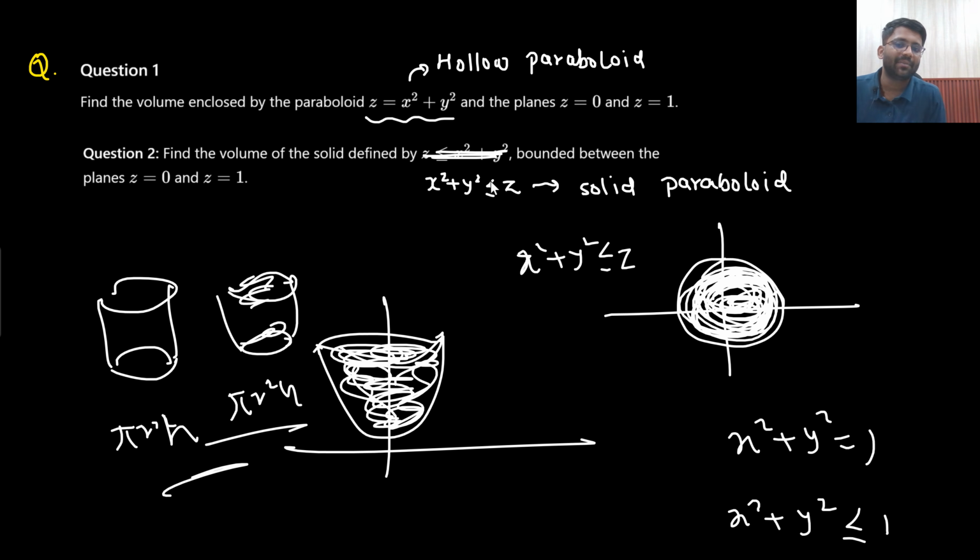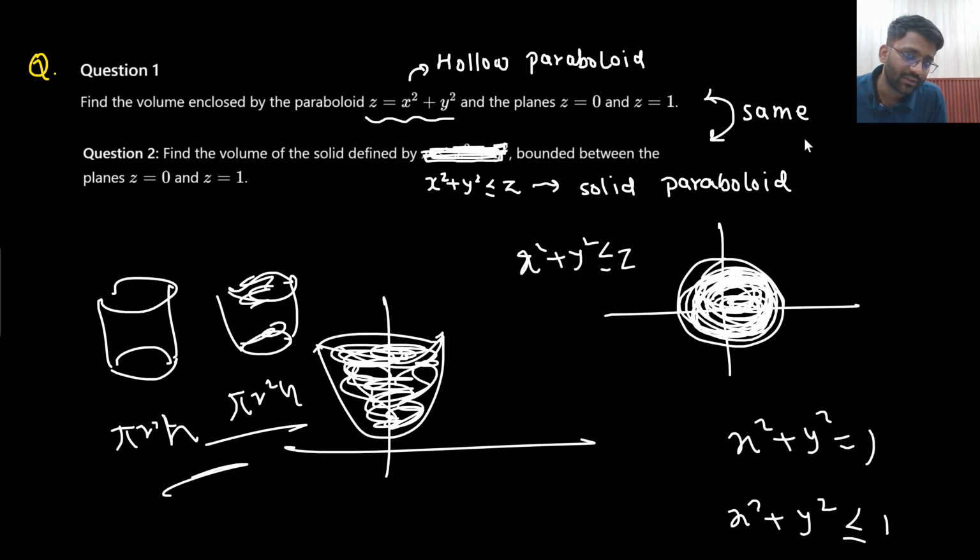No. So in the examination, if the less than or equal to sign is there, you should not worry about what kind of structure it is. You already know what kind of structure it is. We have already drawn it in one of the questions. So it will be a solid paraboloid, but the volume would be the same. So both are the same questions.